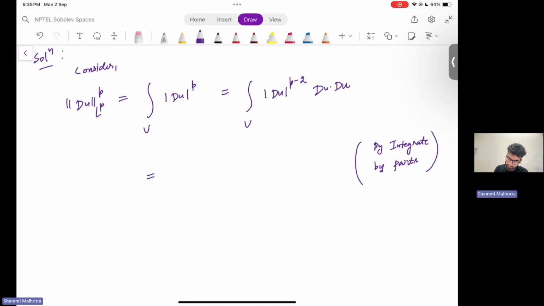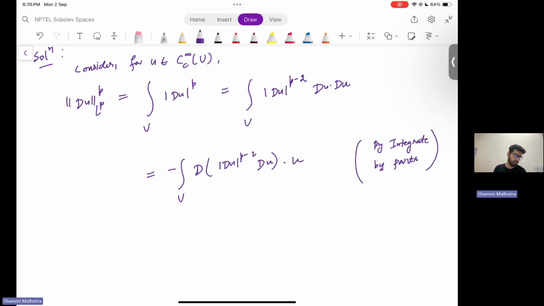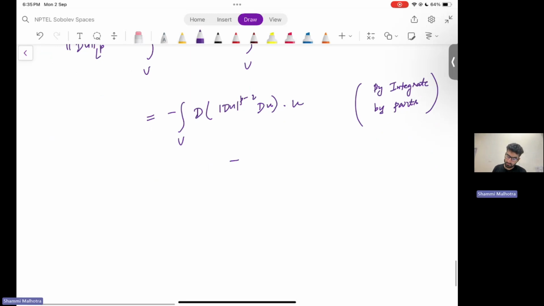What do we have? We have this minus u. So d of |Du|^(p-2) Du, then just a u only, so just a product multiplication by u only. And then we have this boundary term of |Du|^(p-2) u and Du dot with the unit normal. So it's the unit normal.